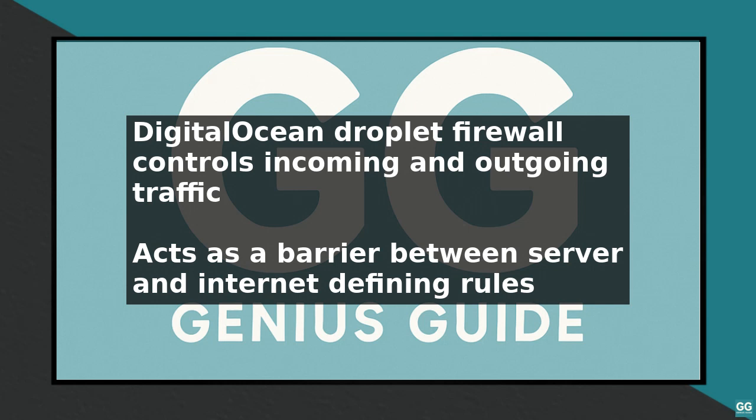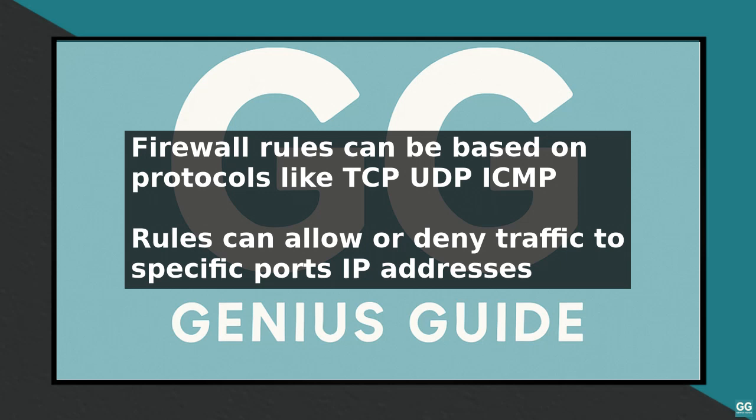First, you need to create a firewall and add rules to it. These rules can be based on protocols such as TCP, UDP, or ICMP, and can be set to allow or deny traffic to specific ports or IP addresses. For example, if you're running a web server, you would want to allow incoming traffic on port 80 for HTTP and port 443 for HTTPS.